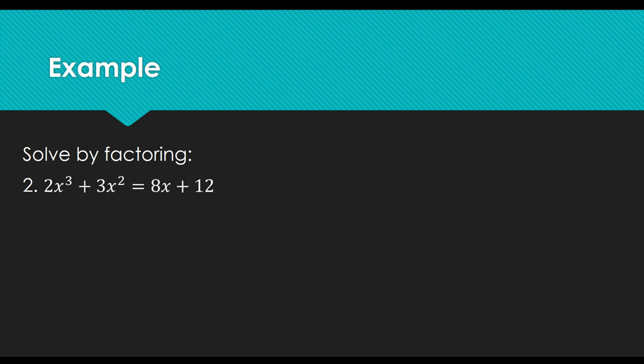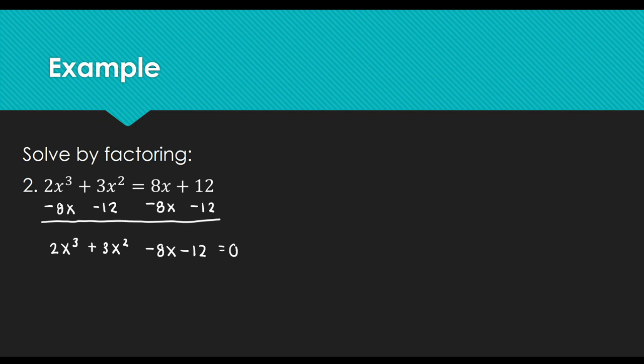If we look at the next one, solve by factoring, once again, this time I have a binomial equals a binomial. I got to get everything to one side so it can be in general form. Because the bigger exponents are on the left, I'm going to once again move everything over to the left. So I'm going to subtract the 8x. I'm also going to subtract the 12. Now, none of those are like terms, so that gives me 2x to the third plus 3x squared minus 8x minus 12, and now that equals 0.